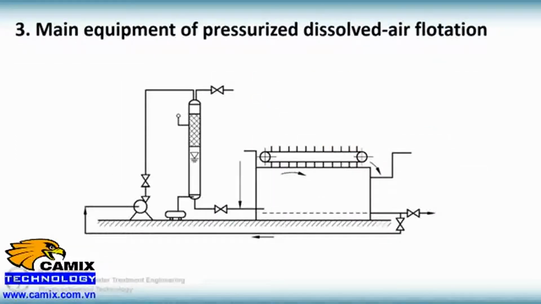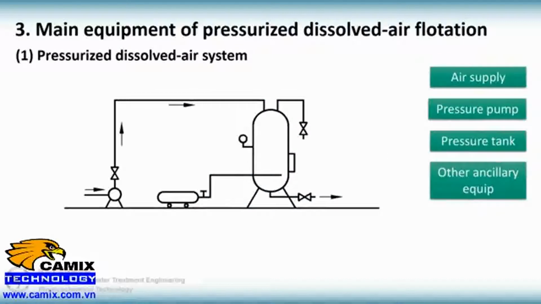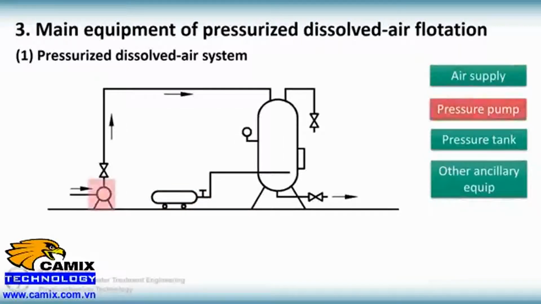First, the pressurized air dissolved system, including air supply equipment, pressure pump, air drum, and other ancillary equipment. There are several equipment that can make air dissolved into water. The most widely used is air compressor. As the figure shows, air is dissolved into water through air compressor. Then comes to the pressure pump. Raw water enters the air drum through pressured pump and mixed with air. As the air is dissolved, water with dissolved air flows to the flotation tank.